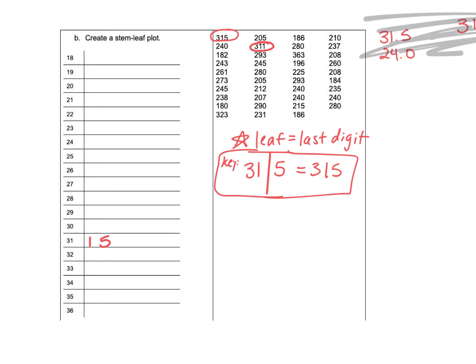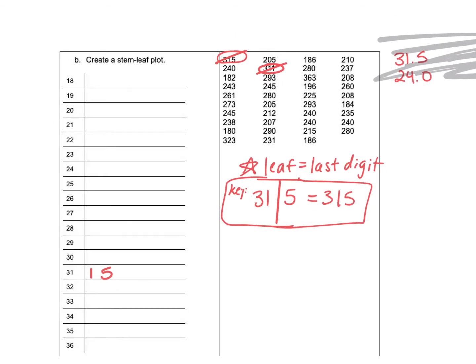For instance, the stem of 31, I've got 1 and 5 as my leaves, so they've got to go in order. It also may be helpful just to start from the beginning. It says our first stem is 18. So I go through here and circle all of the things that have a stem of 18. I don't think I missed any. So I have a 2, a 0, a 6, a 6, and a 4. So I'm going to put 0, 2, 4, 6, 6, and then cross those off.